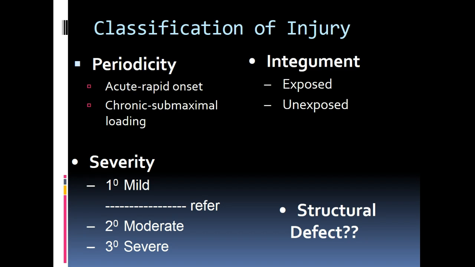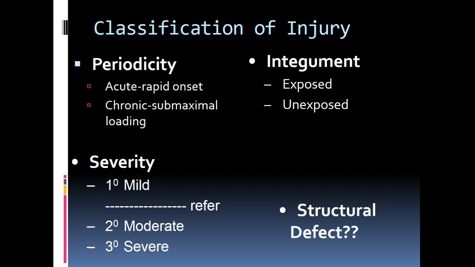But overall, in general, we describe these terms as either mild, moderate, and severe. Now, for an athletic trainer, if it's anything above a first-degree injury, the recommendation is to refer. But some of you are going to be physicians, right? Some of you are going to be physician's assistants, in which case, obviously, you wouldn't refer a mild injury. You would be assessing that mild injury.